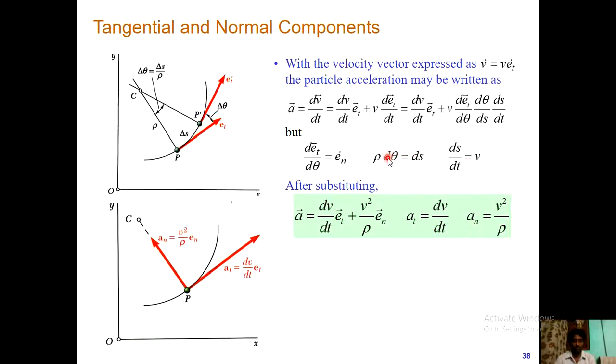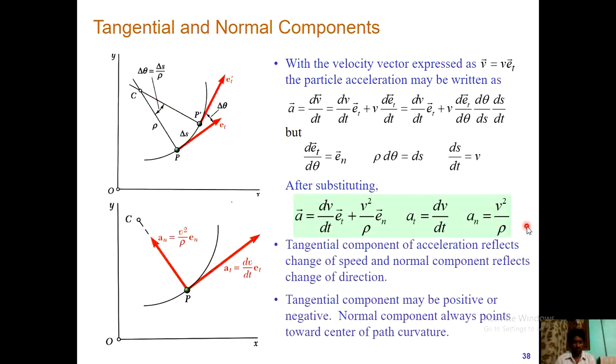So after substituting, what I have done is that ds by dt we have considered as rho. Why have I done it? We have considered the change in distance with time as rho, just for understanding purposes. So I could say a is equal to dv by dt et plus v square by rho en, that is the normal component, over here. From there I could draw this. After substituting we could get that acceleration at t, the tangential, is equal to dv by dt, and acceleration at normal is equal to v square by rho.